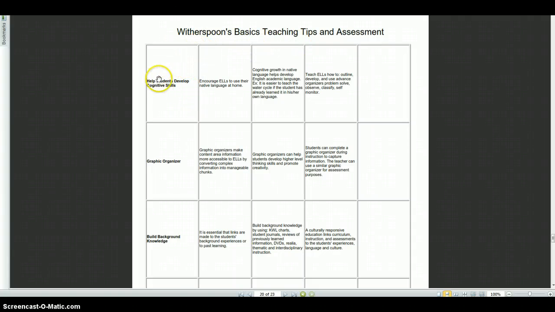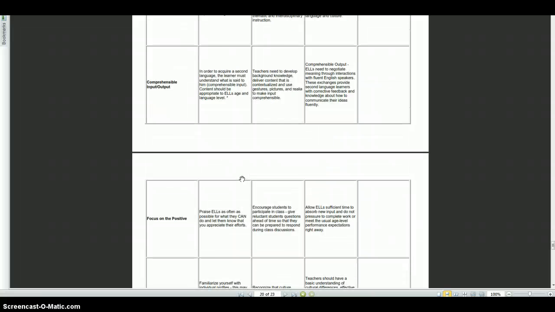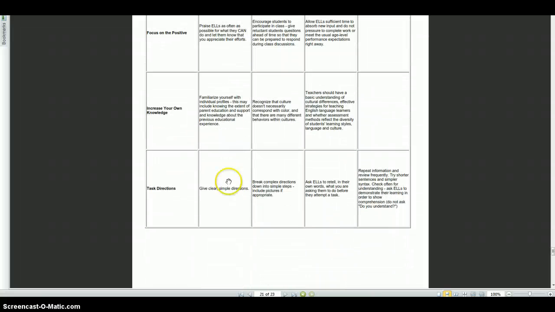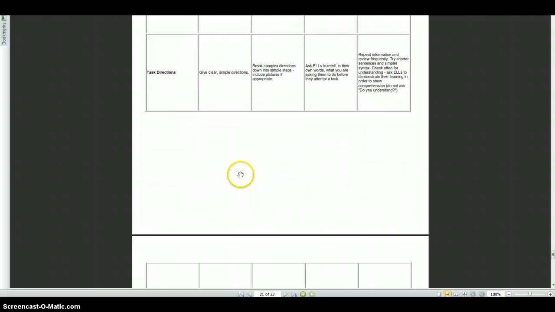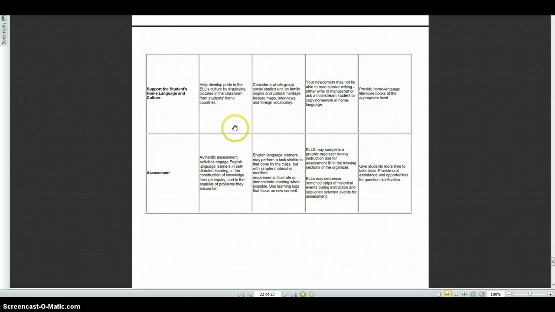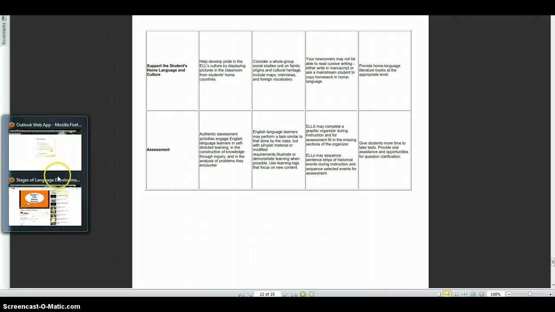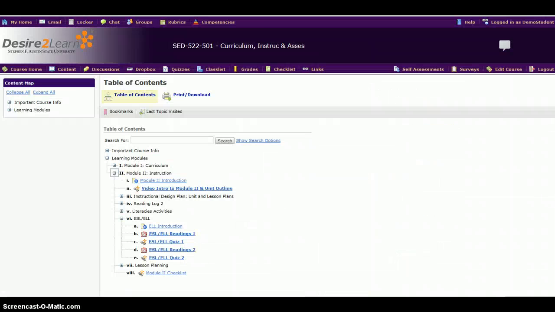In this chart you see helping them develop cognitive skills using graphic organizers. These are the kinds of things you need to talk about in your lesson plans for accommodating your language learners, building their background knowledge, giving them directions, and that kind of thing. So please take a look at this and keep it in mind when you're working on your lesson plans. Okay, now that was the first reading and for the first quiz.